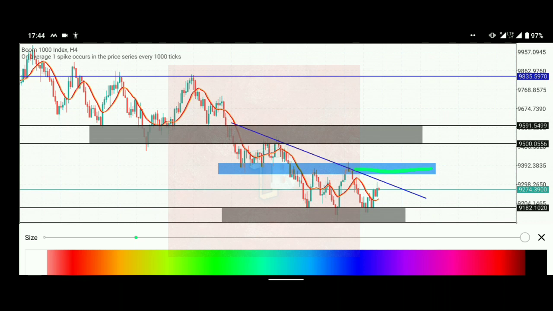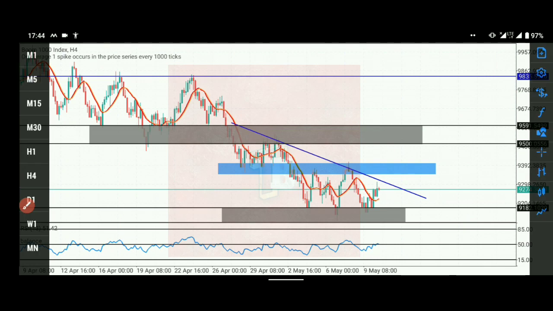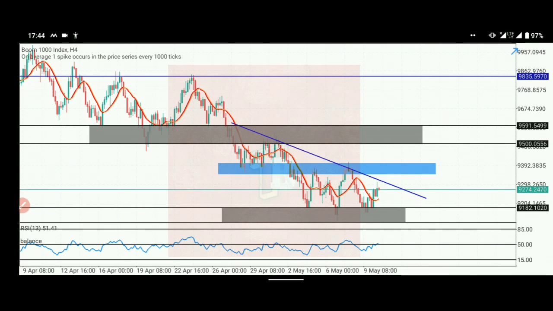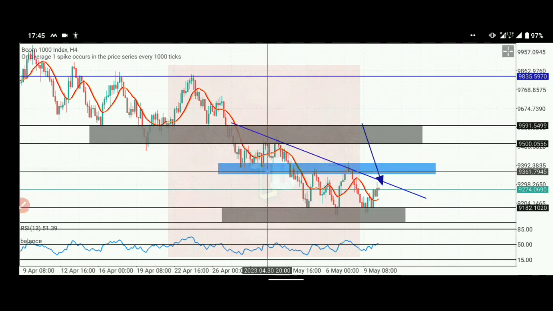So once the market breaks above this zone, once it breaks here, this is our trend line. We wait for a sell on this blue box. That's where we wait for a sell. So I'm going to take a selling position right there. Okay, this is my selling position.